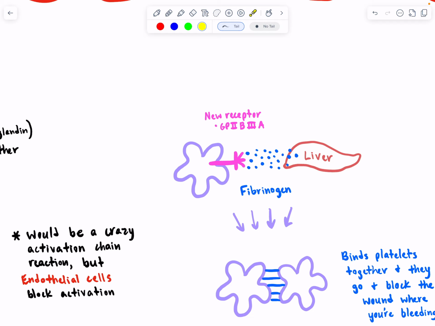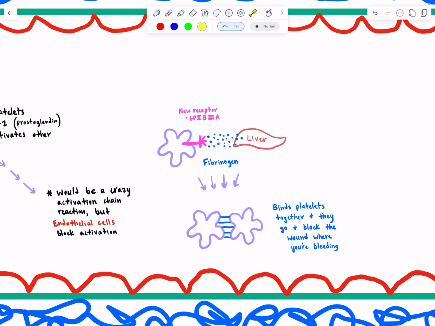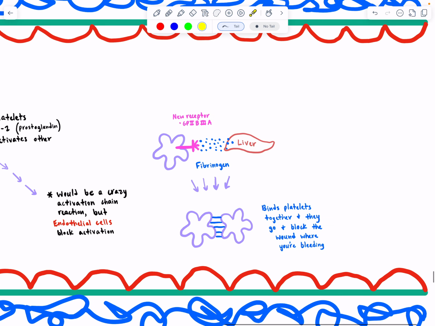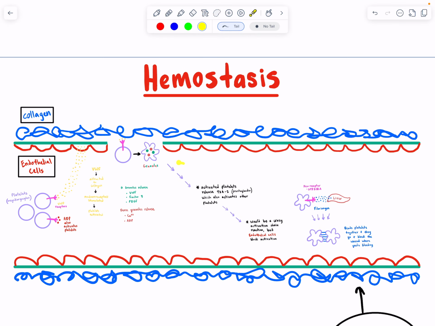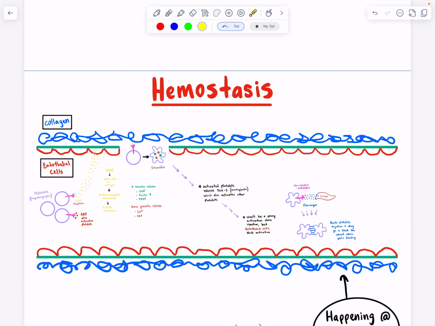Fibrinogen is made in the liver. It comes and binds to these new receptors, and these new receptors with the fibrinogen are now allowed to bind to each other. When they bind to each other, they are going to block the wound, where we're exposed, where we're bleeding, where we got the cut. All these activated platelets bind together, and they help form a little covering to cover up the bleeding and cover up that cut. So that's the second step.